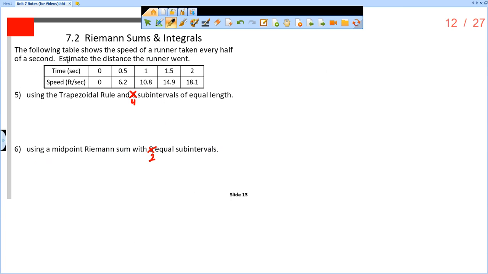The following table shows the speed of a runner taken every half of a second. Estimate the distance the runner went. Remember, we've got speed in feet per second and time in seconds. It says use the trapezoidal rule and the 4 subintervals. We only have 4. I changed the table. So trapezoidal rule, we're going to take the width of the interval, so that'd be a width of 0.5. And remember, the trapezoidal sum is 1/2 of base 1 plus base 2 times the height. Now, remember, the height represents the horizontal width of the interval.